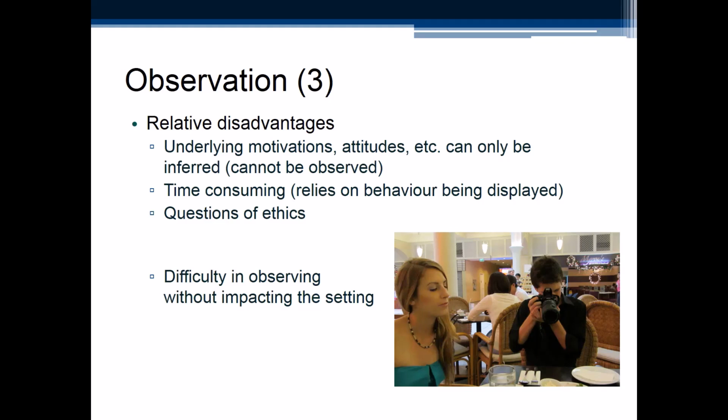We also have this issue with observation that if people are aware that they're being observed, that can impact on the types of things that they do. As depicted in the image here, if this guy's interested in the types of food people purchase in a restaurant, then perhaps they're a little bit more conscious about the types of food that they purchase. And you can think about instances where people have been observing you and that's impacted on your behavior.